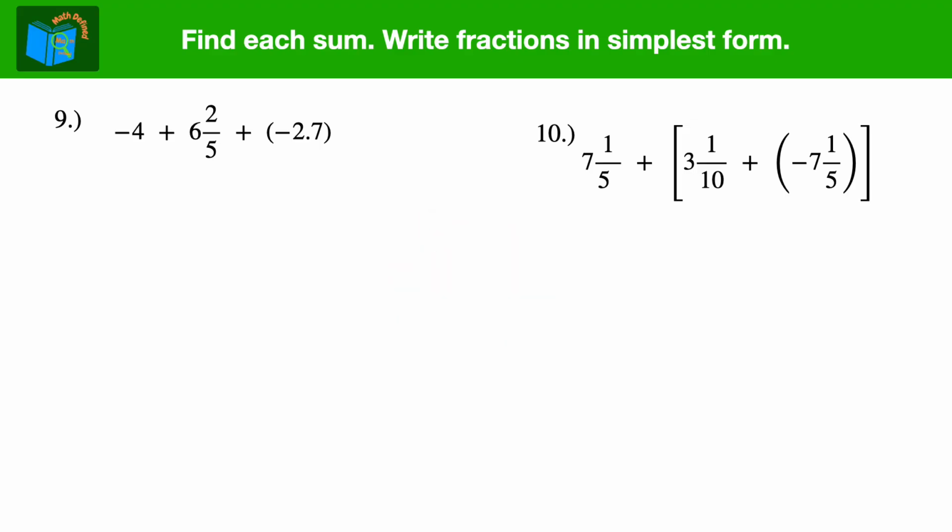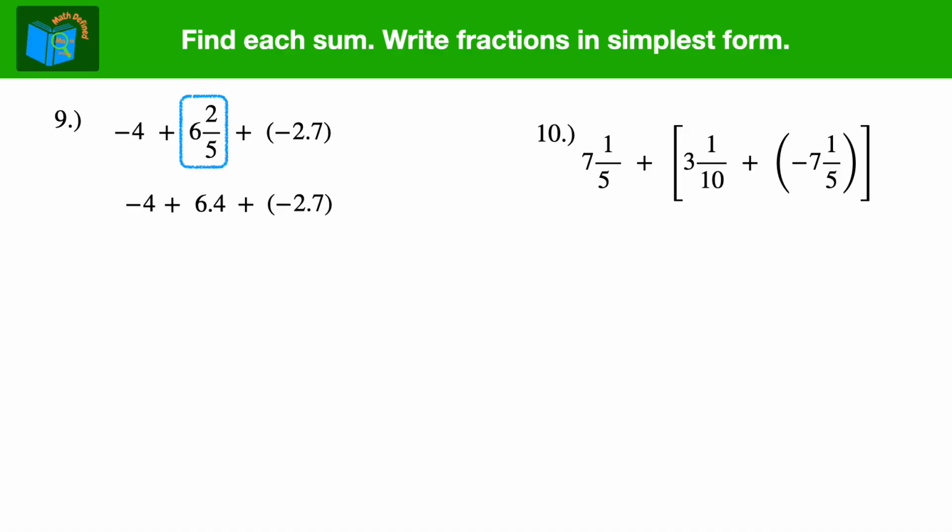All right, let's look at them. Problem number 9 has an integer, a mixed number, and a decimal number. Quite a combination. But we can make this problem easier by converting the mixed number 6 and 2/5 into the decimal number 6 and 4/10.